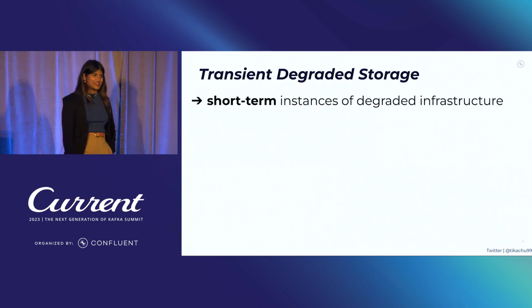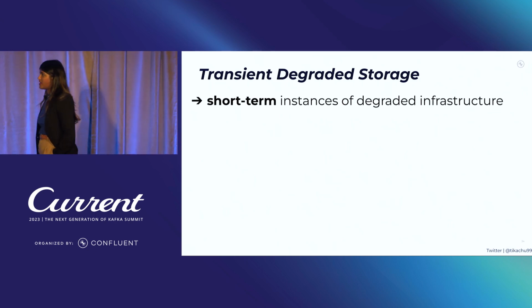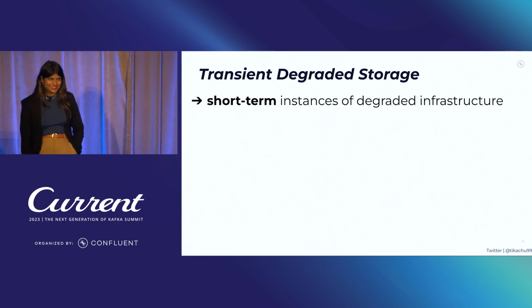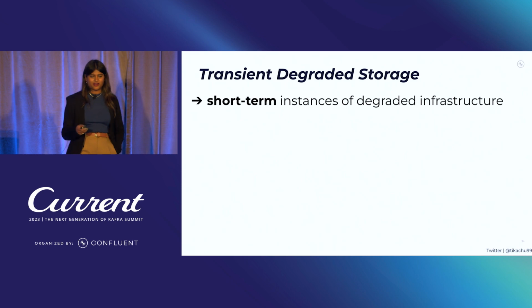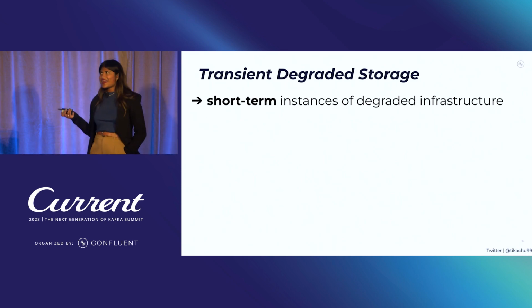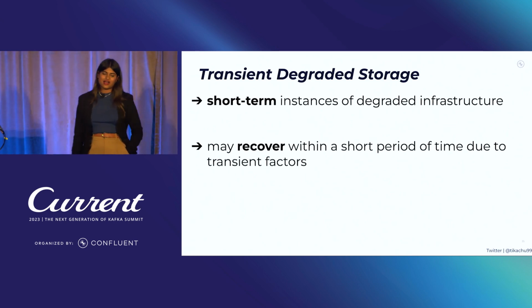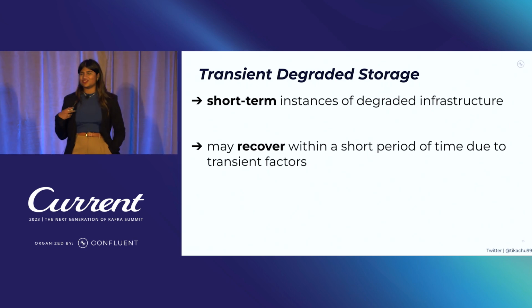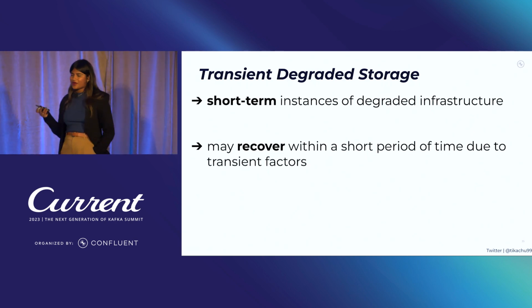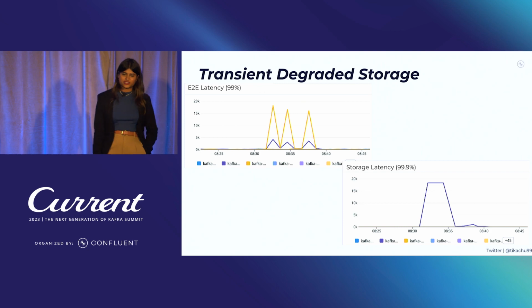Okay, the other kind of degraded storage is transient. So this is a short-term instance of degraded infrastructure, as the name implies. This is instead on the order of minutes, or at most maybe an hour. And this may auto-recover within a short period of time due to some other transient factors. Maybe this is just a small network blip or something. So that's the pattern that we've noticed with this kind of degraded storage.